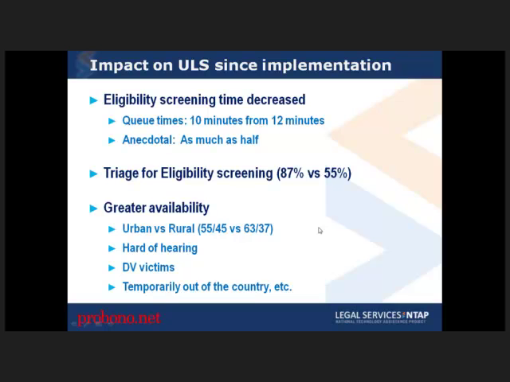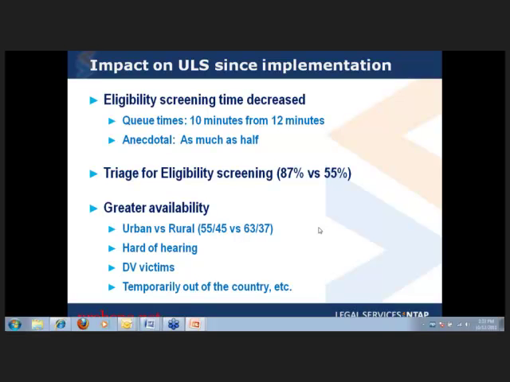And then, of course, another impact we've seen is that we have had greater availability to people. We have 55% urban versus 45% rural of our online intake versus the 63-37%. We've had clients who are hard of hearing, where before we would have to bring them into the office and meet with them in person, because we have a centralized intake system, so all of it goes through the phone except for the hard of hearing. This has helped with our hard of hearing clients. We can actually talk to them without them having to come into the office, especially those who don't know sign language and can use a relay person.